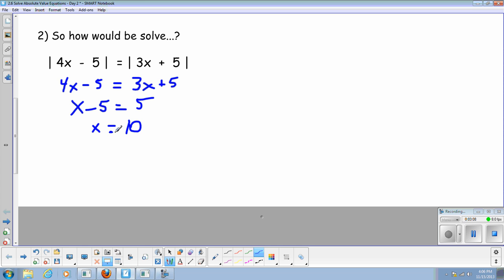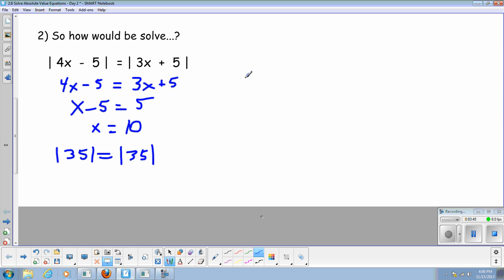All right, so now we have a solution of 10. If we check that, I'm going to check that absolute value. So 4 times 10 is 40. 40 minus 5 gives me the absolute value of 35. And I want to know, does that equal, we'll check the other side. Now on the inside, we're looking to get either positive 35 or negative 35. So let's see what we get. 3 times 10 is 30. 30 plus 5 is 35. So I have the absolute value of 35. So here I have the same number on the inside. Both have the same absolute value. That means 10 is one of the solutions.